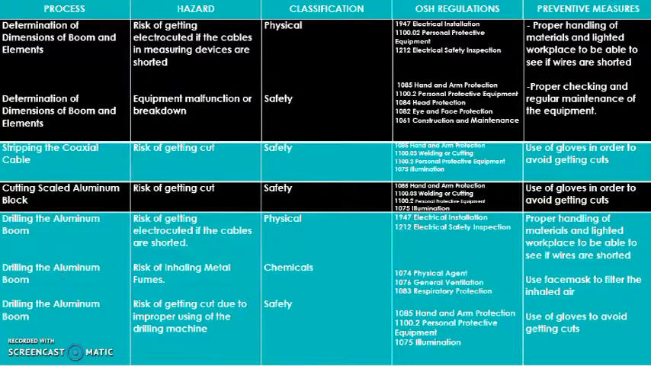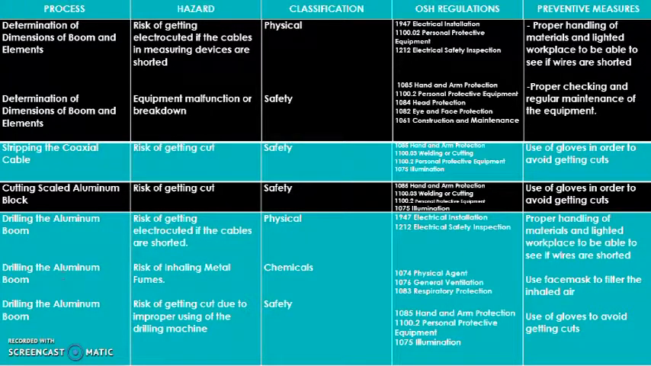OSH regulations are hand and arm protection, welding or cutting, personal protective equipment, and illumination. Preventive measures: use gloves in order to avoid getting cuts. For the third process, cutting scaled aluminum block, it is the same hazard as the second process. It has the same classification, OSH regulations, and preventive measures.